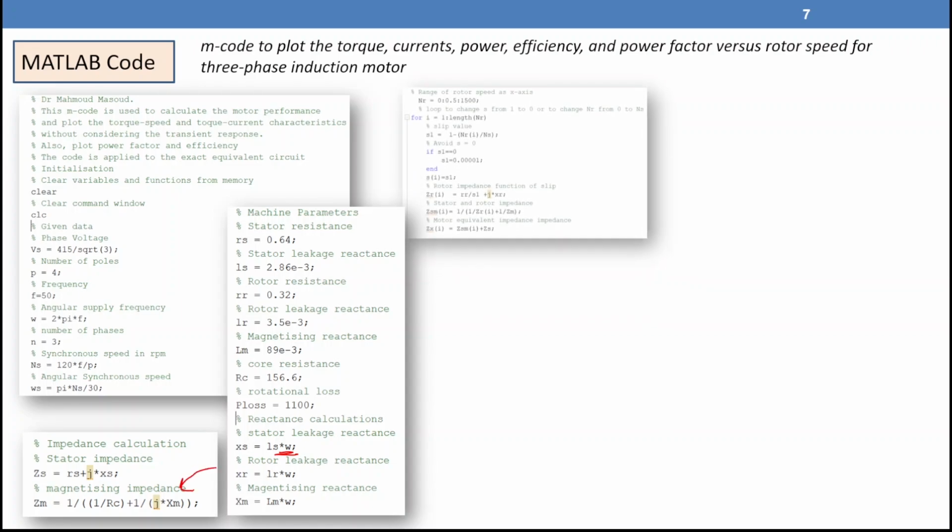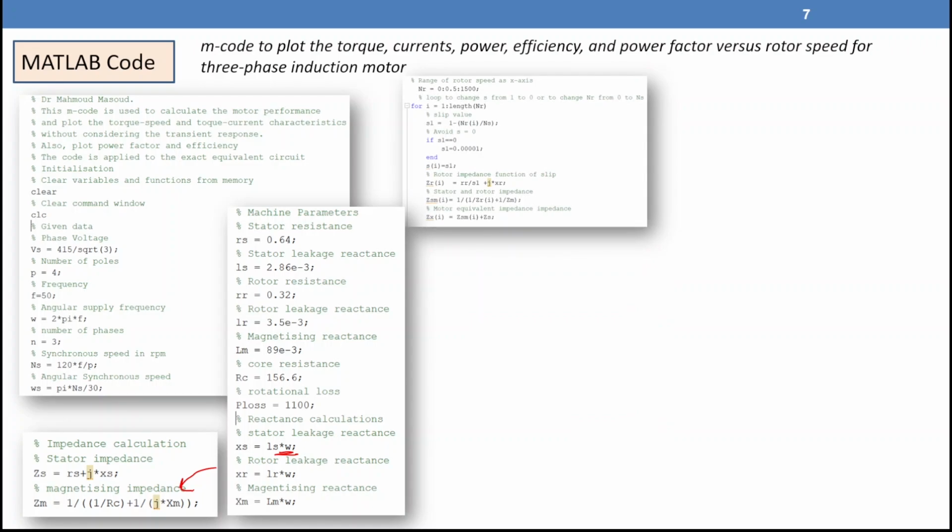Now we are going to start the loop. NR ranges from 0 up to 1500 RPM, and I use a step of 0.5 RPM as you can see here. I'm going to start the loop for I, a variable, from 1 up to the length of NR. We can calculate the slip, which is 1 minus NR over NS. So S equals NS minus NR over NS. This is the same equation. Then we check if S equals 0, and I'm going to put S as a very small value, S equals 0.001.